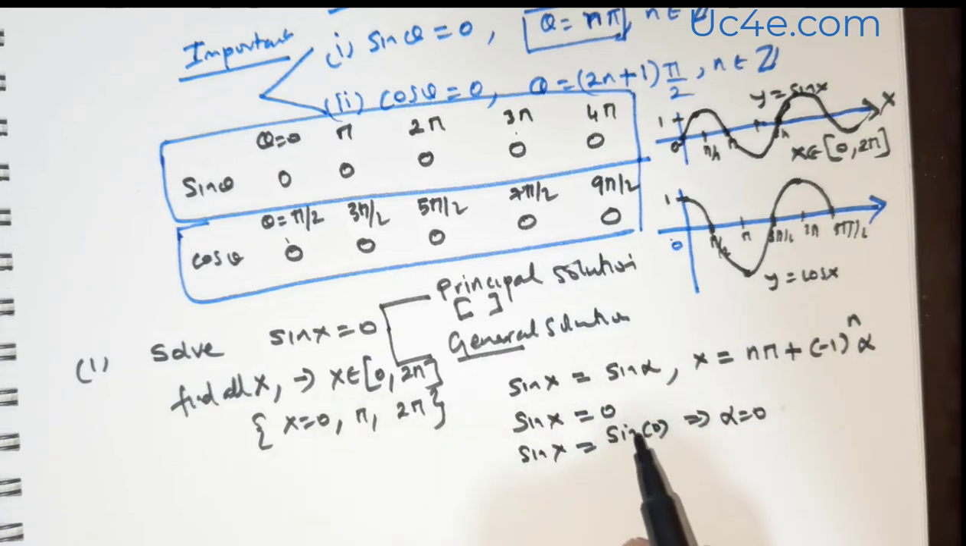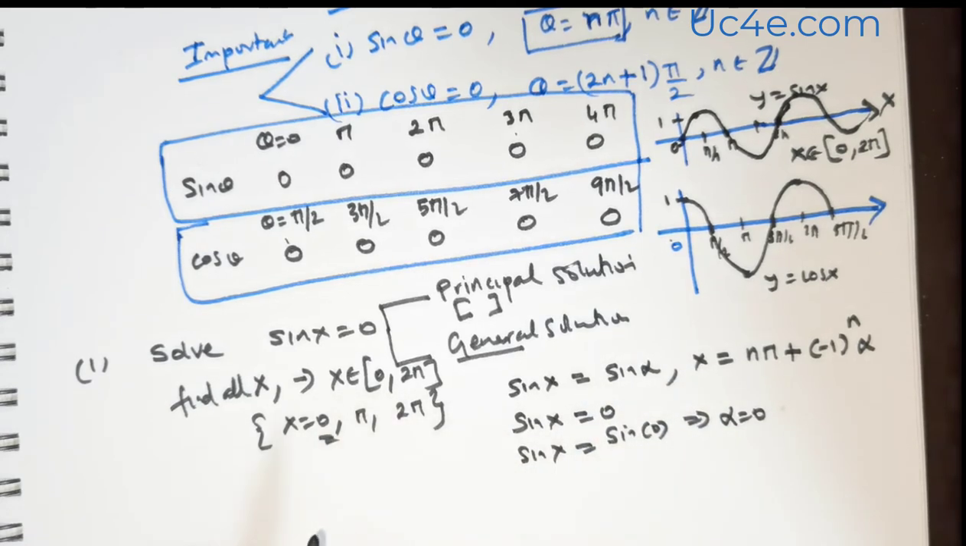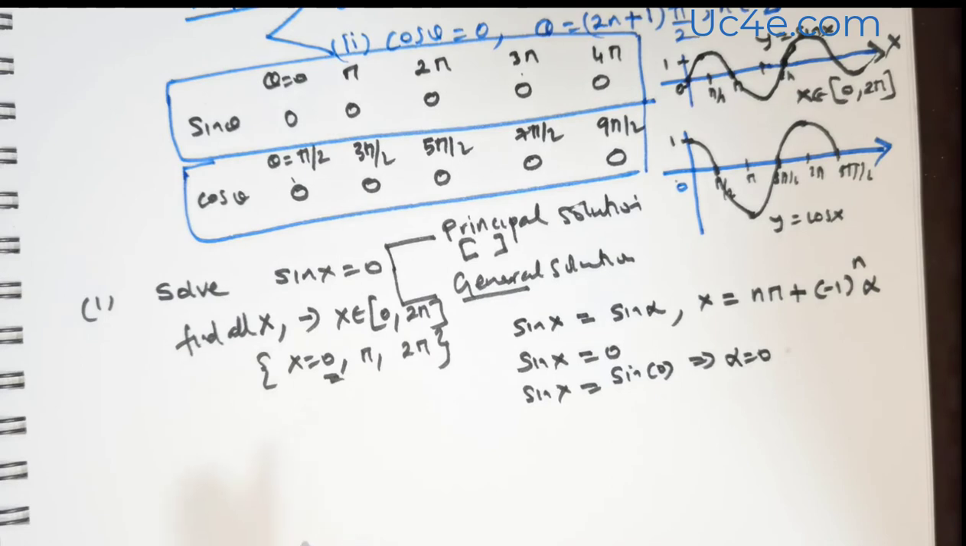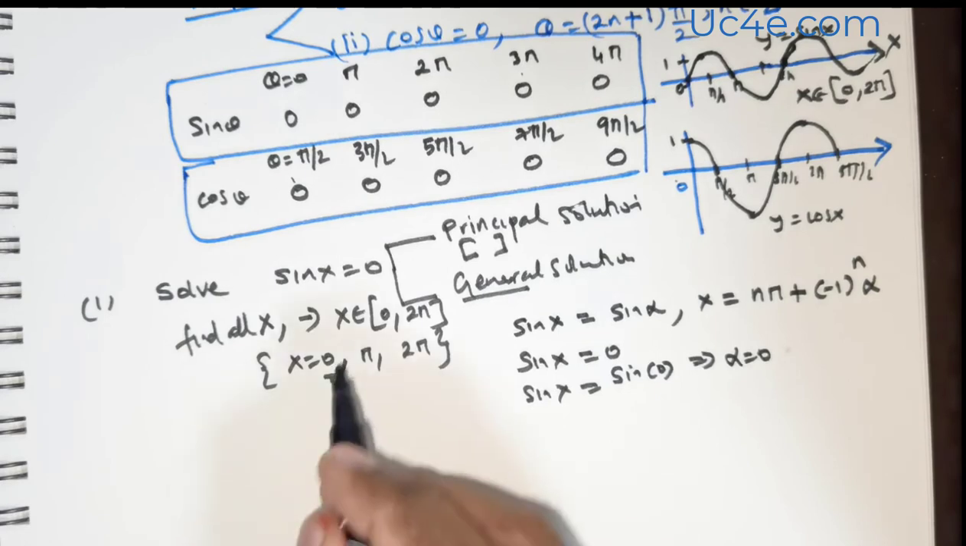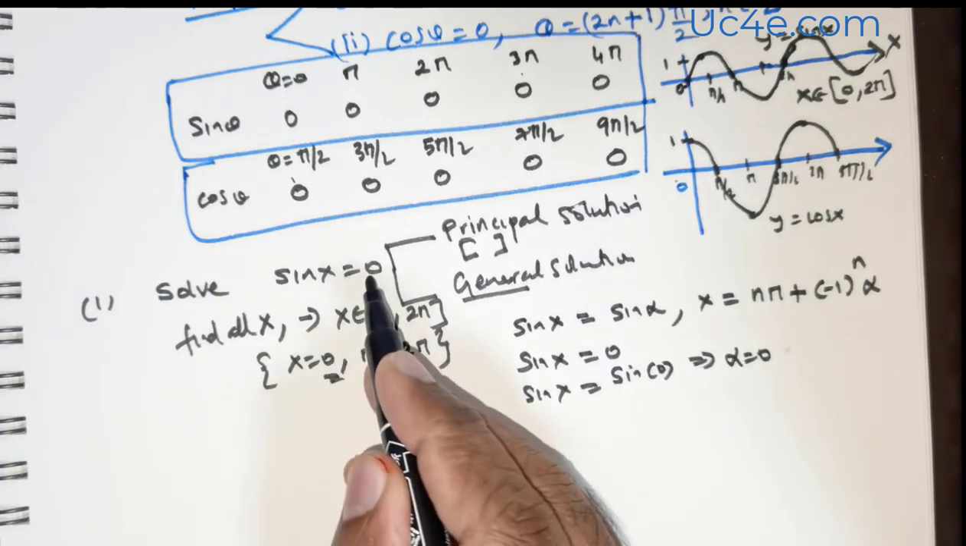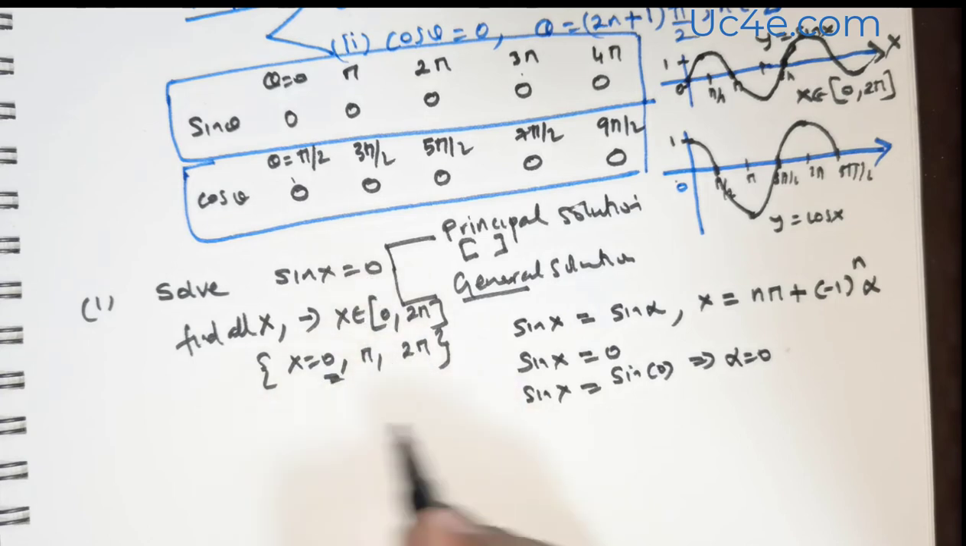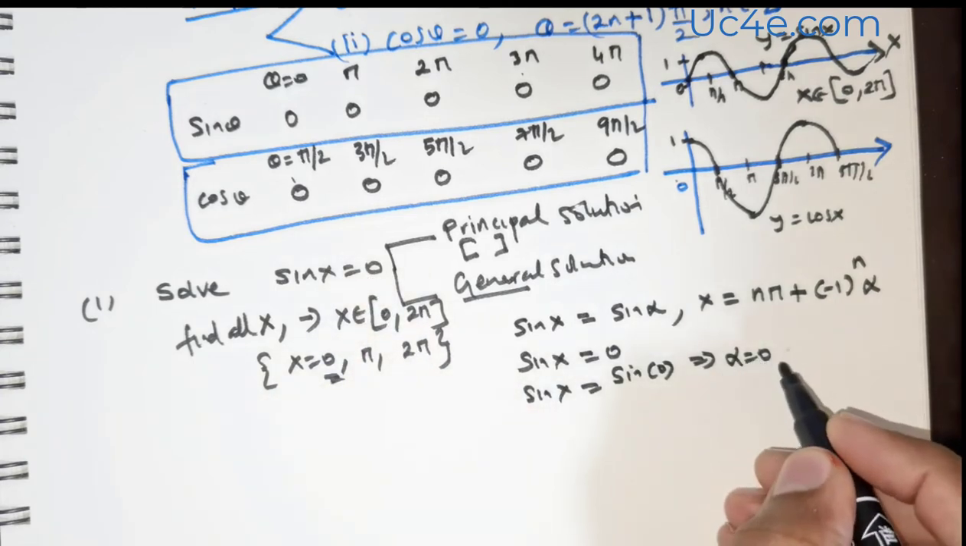Now where do I get the alpha from? The first value that produces sin x to be equal to 0. So in this case, x is equal to 0 is basically producing me 0. So that's why I'm just taking that value to be alpha.